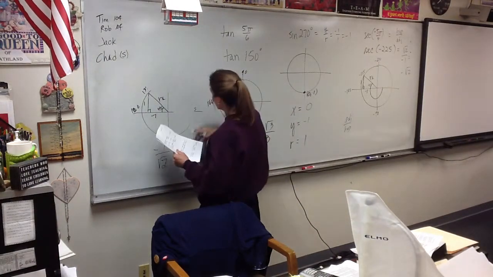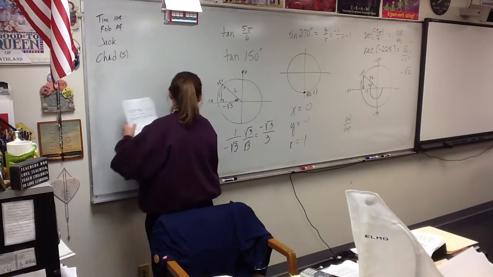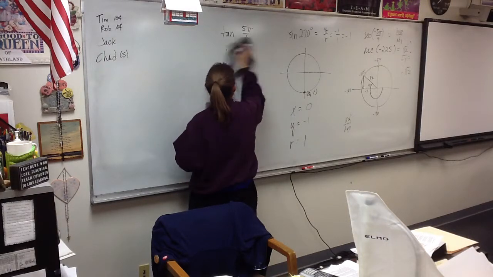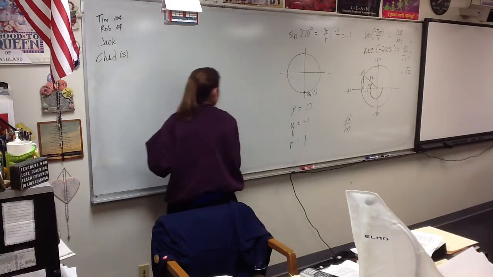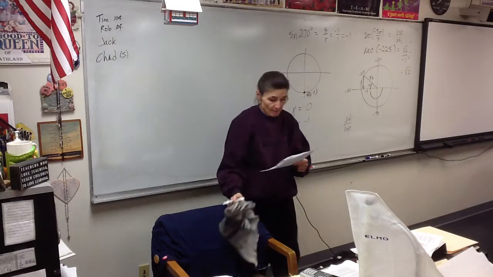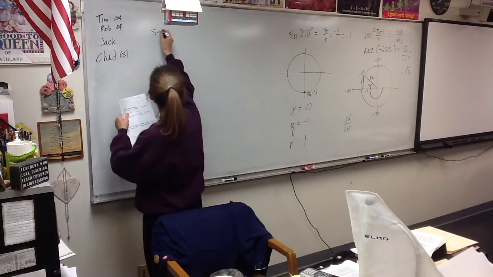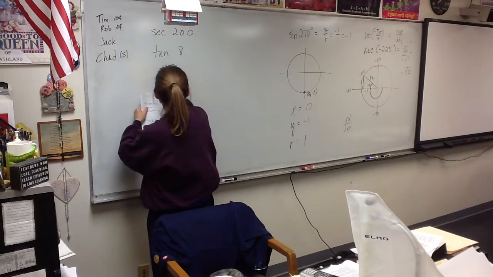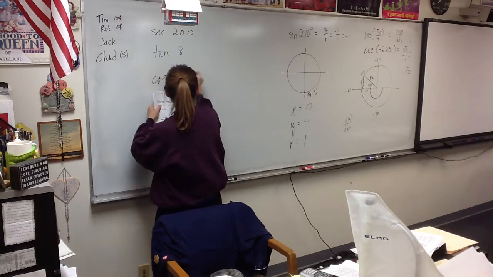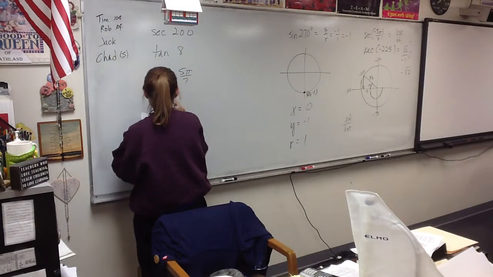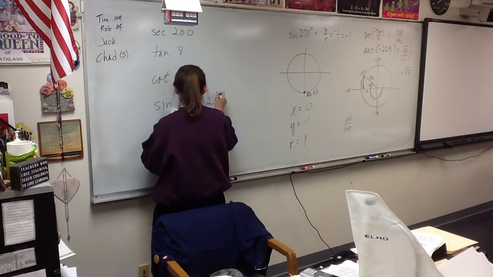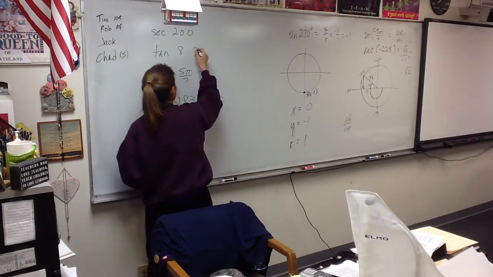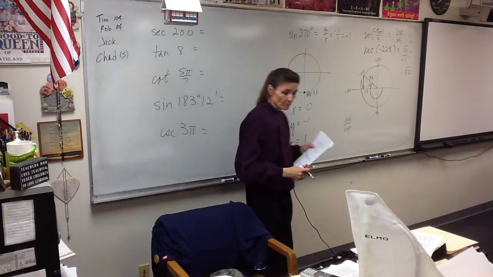Now we got some calculator practice. With these problems, groupies, please, please, please make sure you are in the right mode. It is absolutely critical that if you are typing in the secant of 200, the tangent of 8, the cotangent of 5 pi over 7, the sine of 183/12, or the cosecant of 3 pi, you have got to be in the correct mode.